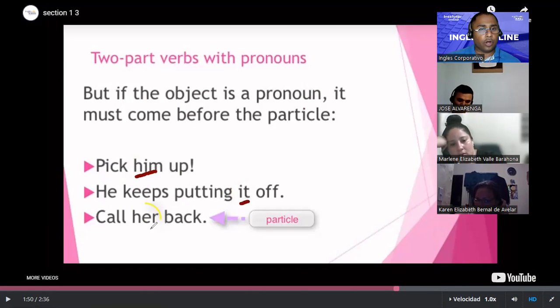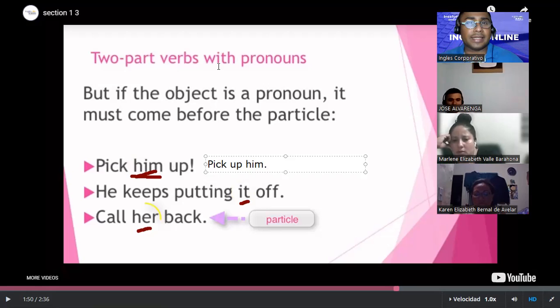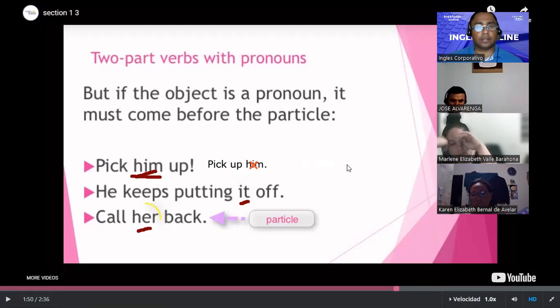only goes in the middle. All right? The pronoun, him, it, her, only goes in the middle. For example, pick him up. I cannot say pick up him. That is incorrect. Pick up him is incorrect. No. You cannot say that.